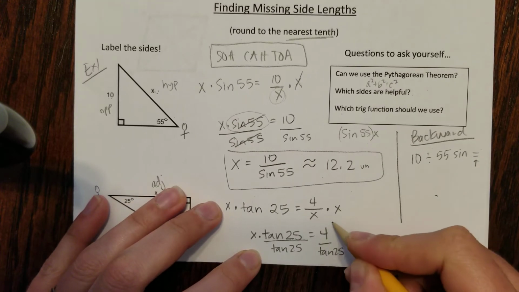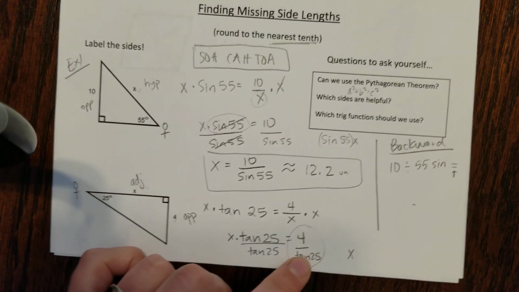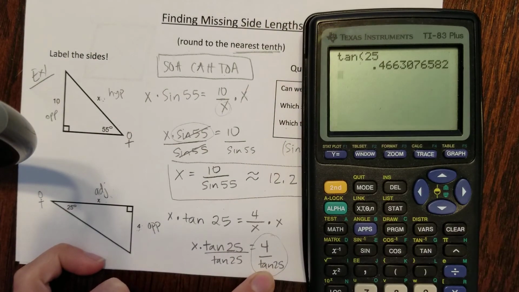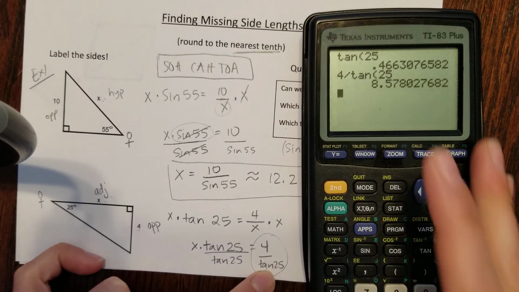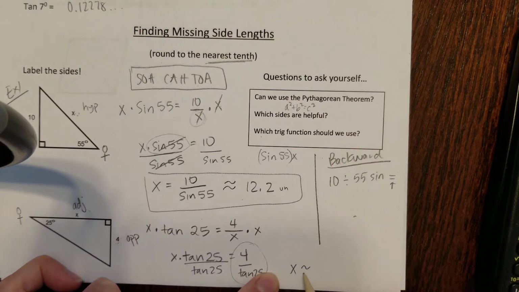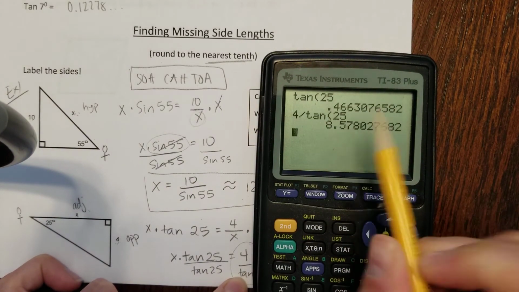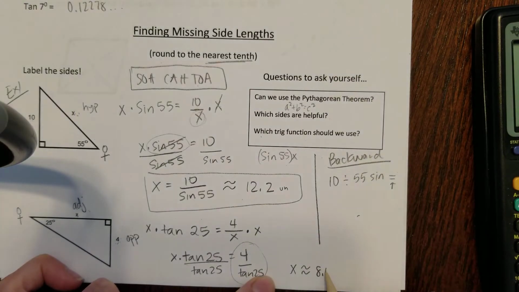And now this is what will get typed into your calculator. So if you have those forward calculators, you're going to type what you just wrote: 4 divided by tangent 25, hit equals. So you should get approximately 8.57. The 7 tells us to round the 5 up to a 6 units.